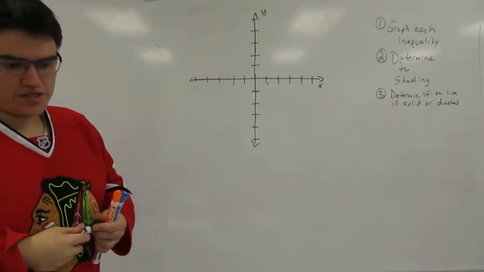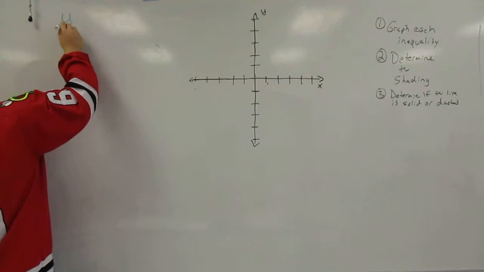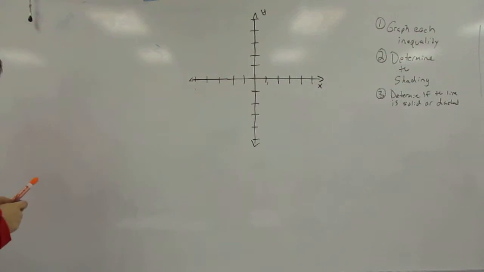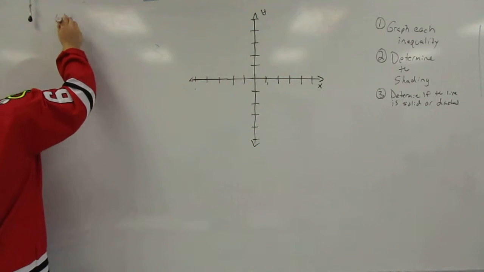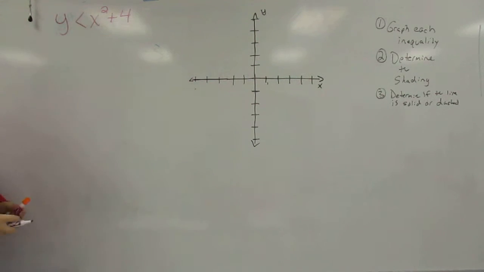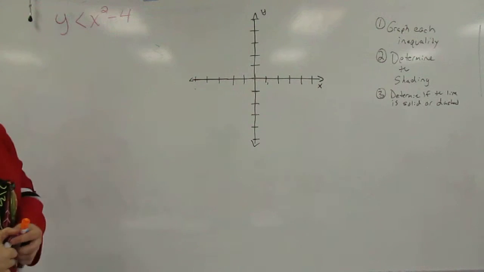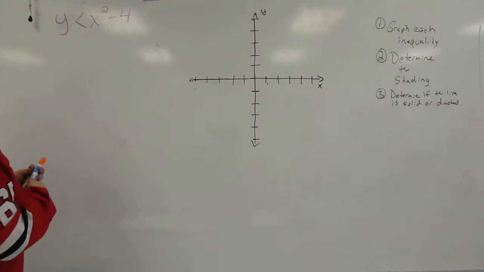Okay, the system that we're going to look at next will have y, and keep it consistent, have purple be the first one. Y is less than x squared plus 4. Actually, you know what? I had minus 4 because it doesn't really honestly matter. And x is greater than.